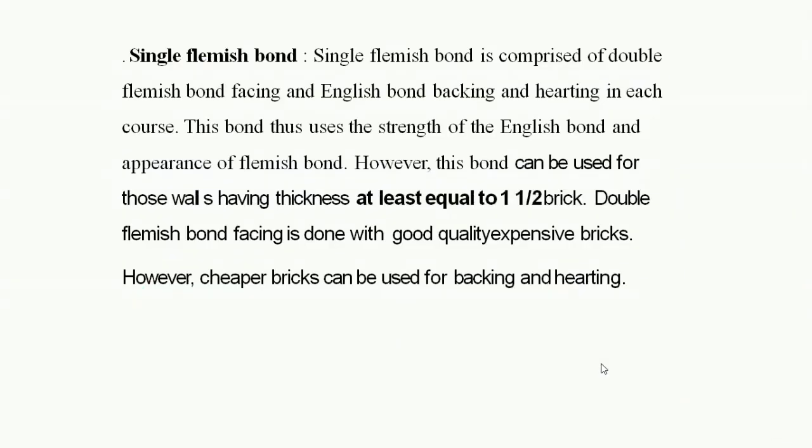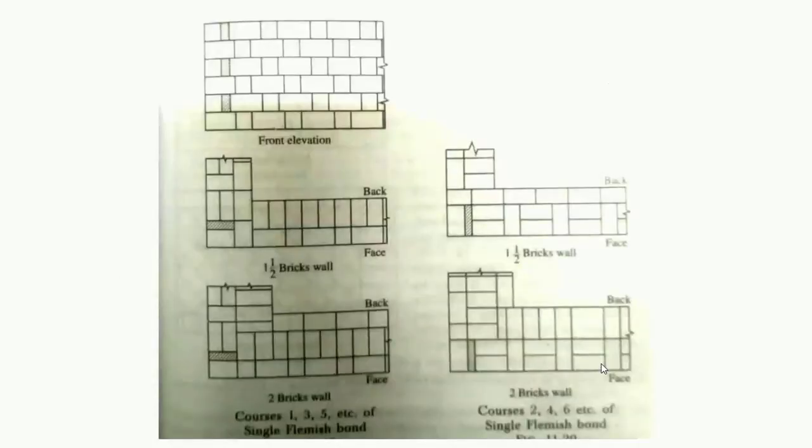Single Flemish bond is comprised of a double Flemish bond facing and English bond backing and hearting in each course. So this bond thus uses the strength of the English bond and the appearance of the Flemish bond. However, this bond can be used for walls having a thickness greater than or equal to 1.5 brick, as we already discussed. The double Flemish bond facing is done in good quality expensive brick. However, cheaper brick can be used for the backing and hearting.